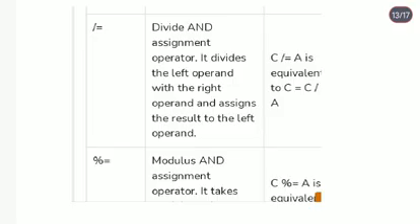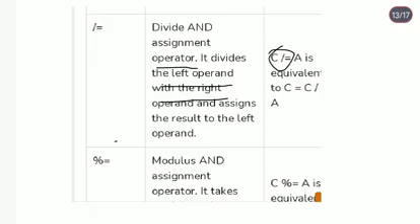And this is the divide and assignment operator. It divides the left operand by the right operand and assigns the result to the left operand. For example, C /= a is equivalent to C = C / a. So what is the value of C? C = 1 and a = 2. So 1 by 2 is 0.5. Finally the value of C is 0.5. This is the value of C only, not the value of a. Always remember this, because C is the main operand here.